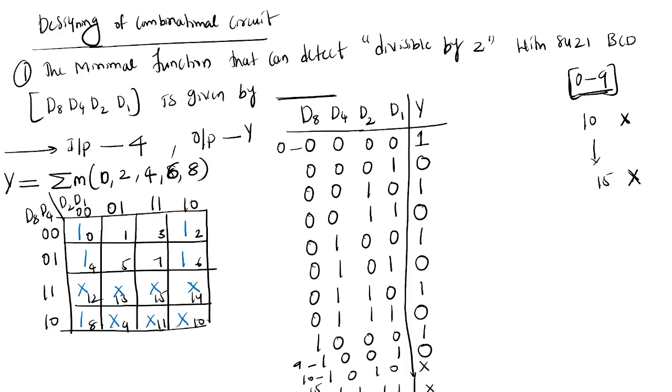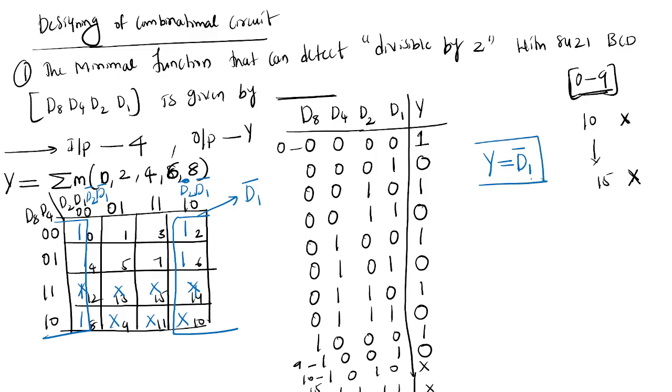First you need to see whether an octet is possible or not. If you consider this as one, these corner groupings are allowed. This one and this one make one octet. Here D2 and D1 vary, so D1 bar is common. So what is my expression? That is Y equal to D1 bar.